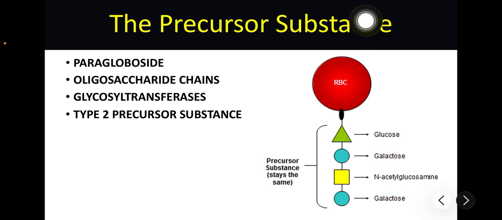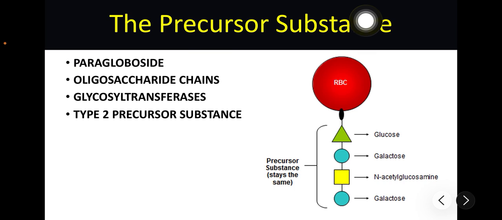Oligosaccharide chains are chemical compounds formed by a small number of simple carbohydrate or sugar molecules. These chains, which can be linear or branched, serve as the common structure for A, B, and H antigens and must be attached to a protein or lipid carrier molecule to exist on the cell membrane.